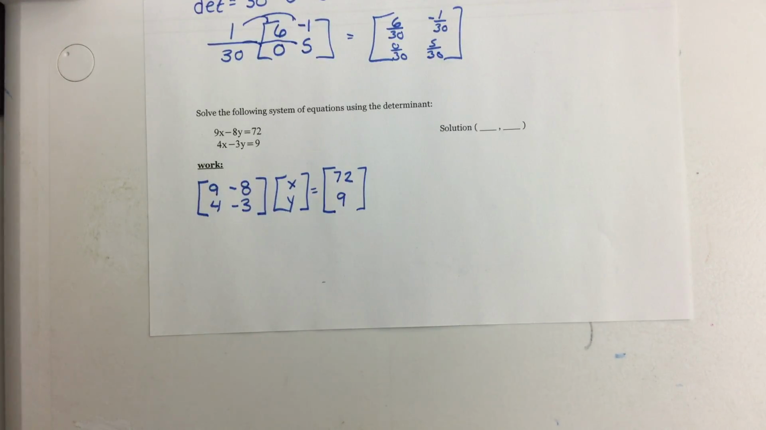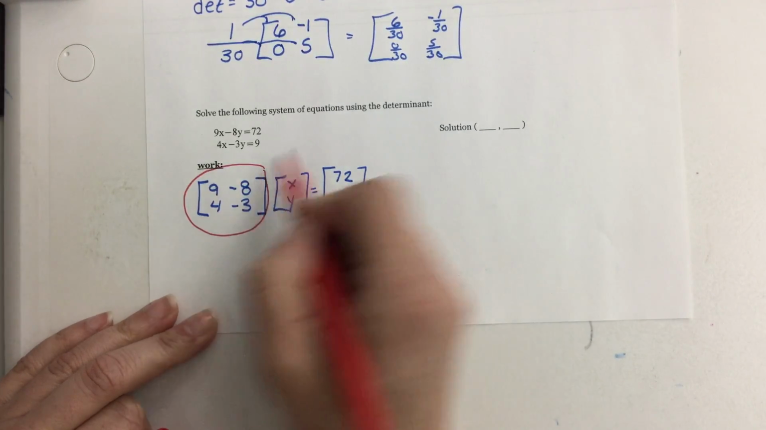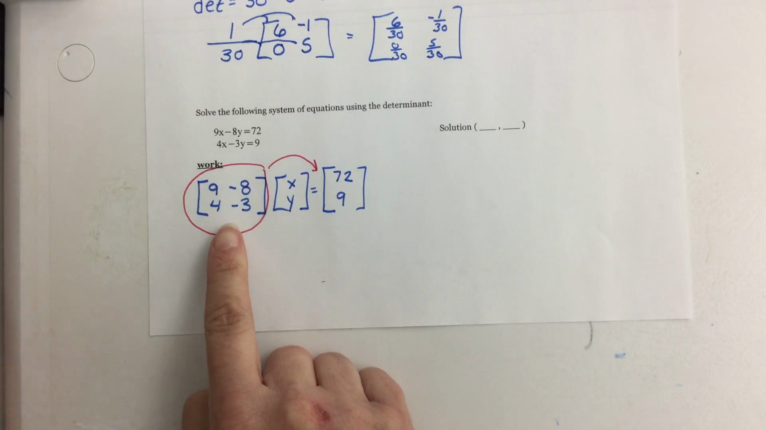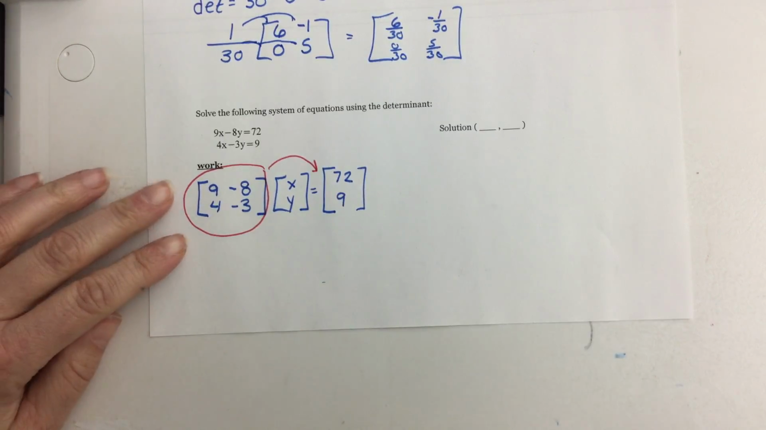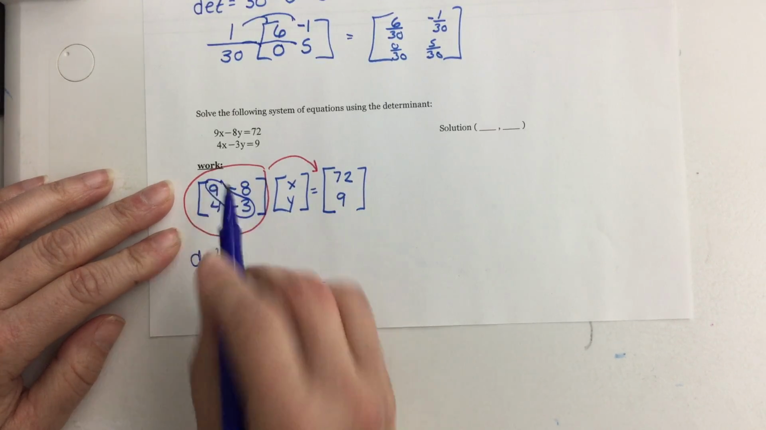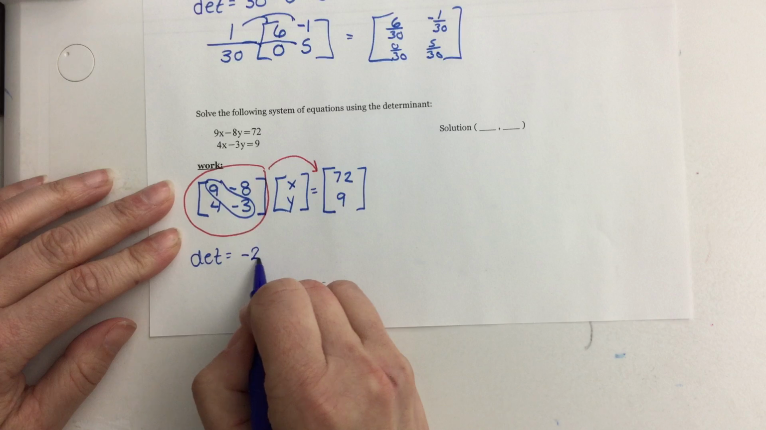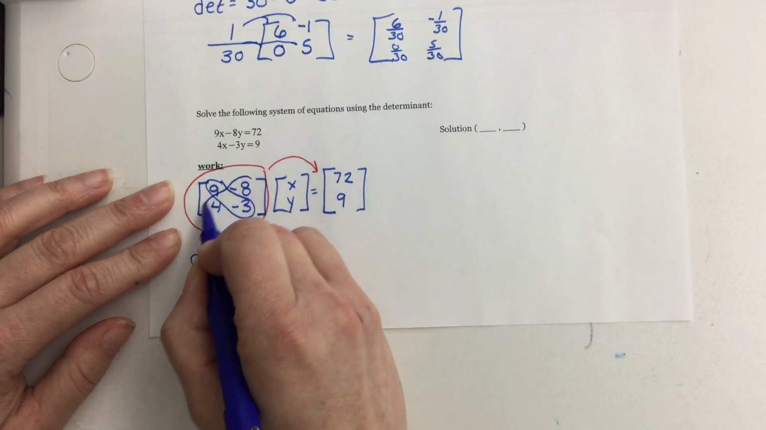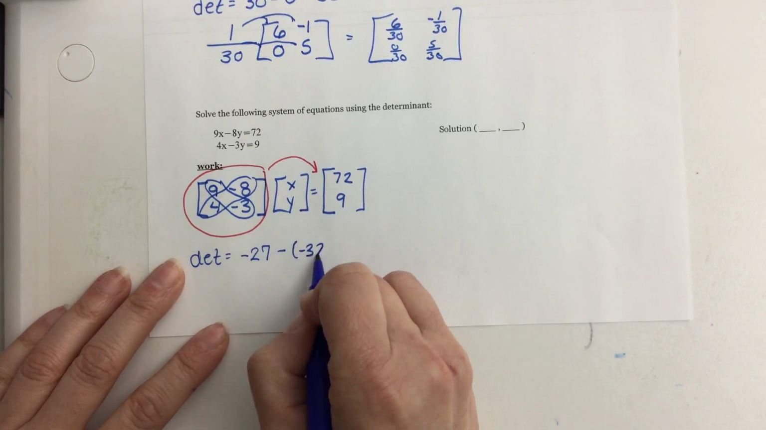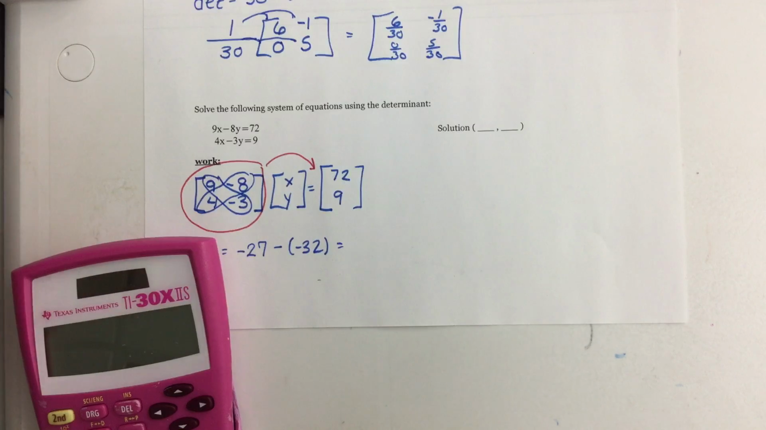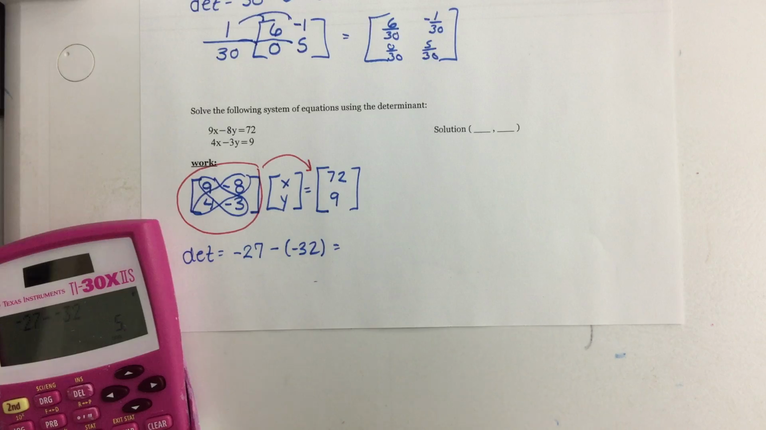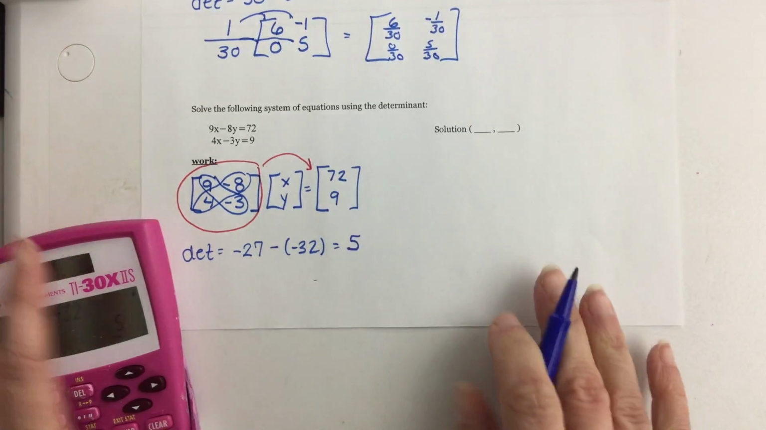Now, the way that you solve is I have to move this matrix over to the side. In order to do that, I have to find the inverse of this. So again, step 1, if I'm finding an inverse, I have to go ahead and find the determinant. 9 times negative 3 is negative 27, minus negative 8 times 4 is a negative 32. So again, remember when you minus a negative, we're actually adding. So it's negative 27 minus a negative 32, we end up with 5.